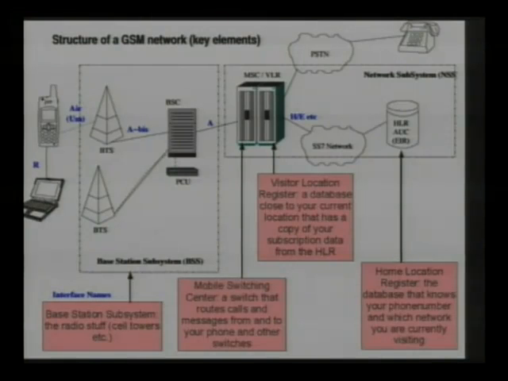Next to it, often those two components are combined, is the MSC, the Mobile Switching Center. That's basically the switch that routes your calls and messages and stuff like that. And then on the left-hand side is the base station subsystem, meaning all the radio stuff, the cell towers, base station controller, stuff like that. So the most important things that you need to remember are your home database, the visitor database, which always keeps a copy of your subscription data, and the mobile switching center, the switch.